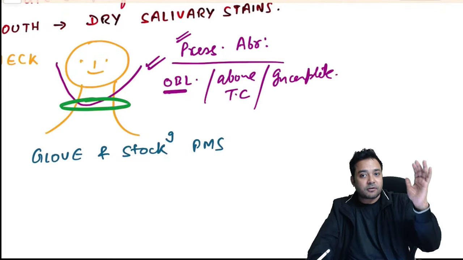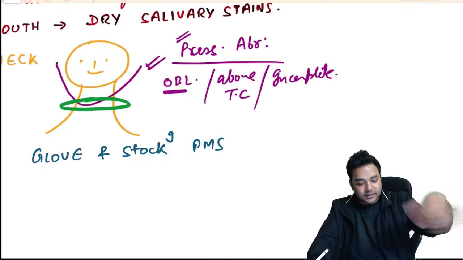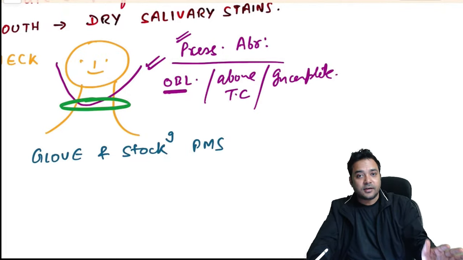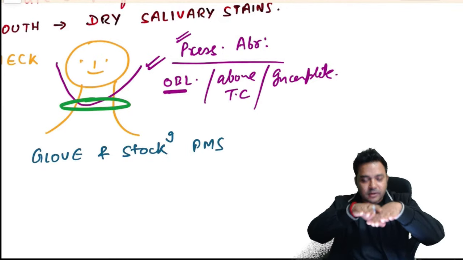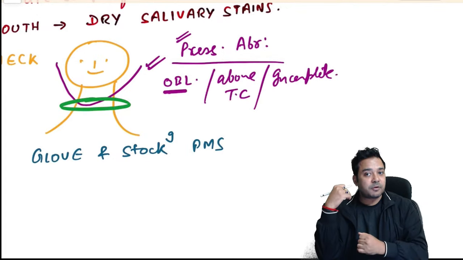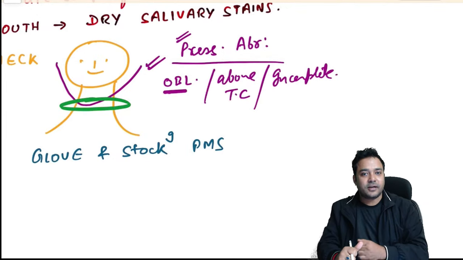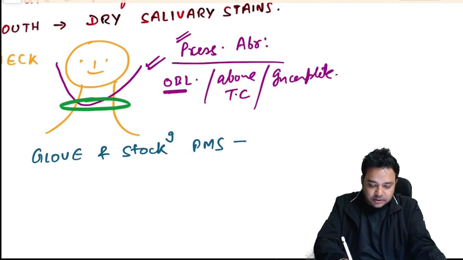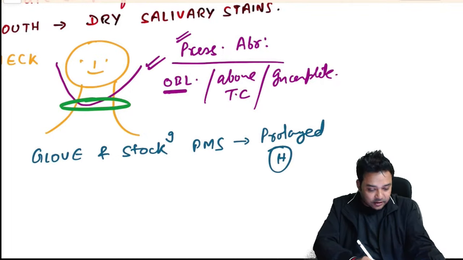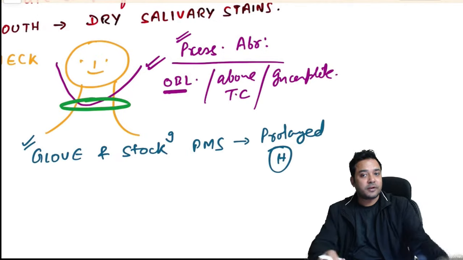Suppose the person did the act of hanging. His death has occurred, but the relatives have removed the body from the ceiling and the person is lying now flat on the table. Now PMS will get developed over back, okay? Because it will fix after 6 to 10 hours. So glove and stocking PMS is seen only when it is a case of prolonged suspension in hanging cases. So this is another finding which I can see over the peripheral limbs.